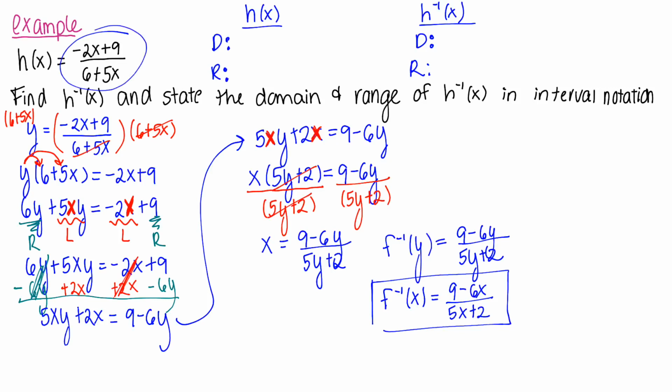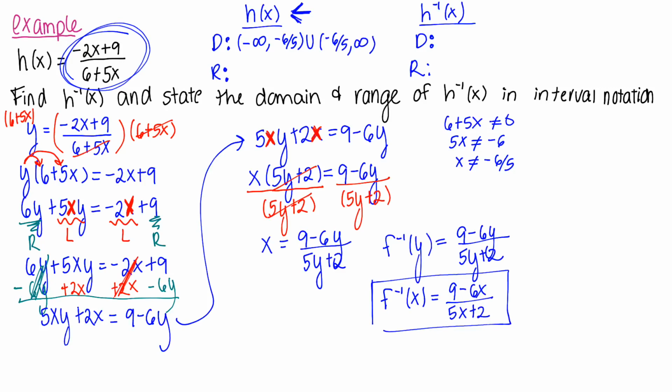Looking at this original function here, the denominator cannot be 0. So 6 plus 5x, this is for h of x here. 6 plus 5x cannot be equal to 0 for the domain of h of x. So we're doing the domain of h of x right now. Subtracting the 6, 5x cannot be equal to negative 6, so x cannot be equal to negative 6/5. So the domain would go from negative infinity to negative 6/5 union negative 6/5 to infinity. So the domain of h of x is the range of h inverse.